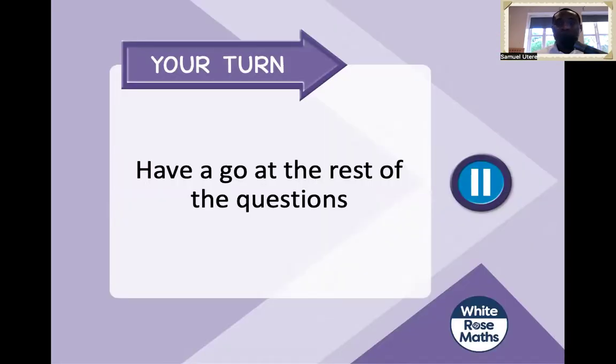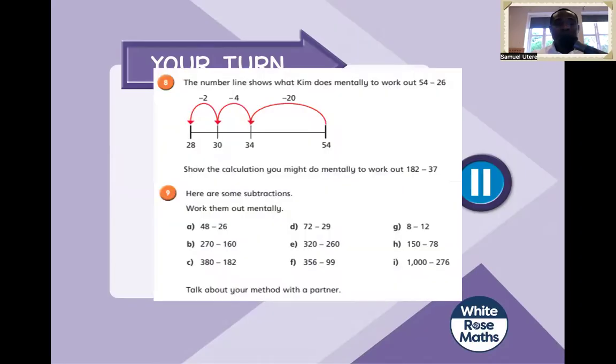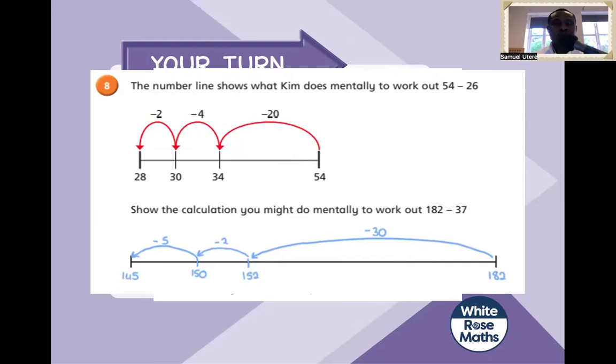It's now time to practice your mental maths, practice what you've been learning. So pause the video and answer questions 8 and 9 in 3 minutes. Assuming you've paused the video and you've answered questions 8 and 9, here are the answers. So for question 8, the number line shows what Kim does mentally to work out 54 minus 26. This is what Kim did. Show the calculation you might do mentally to work out. So there are different answers that different people would get. All right. And here is the answer.